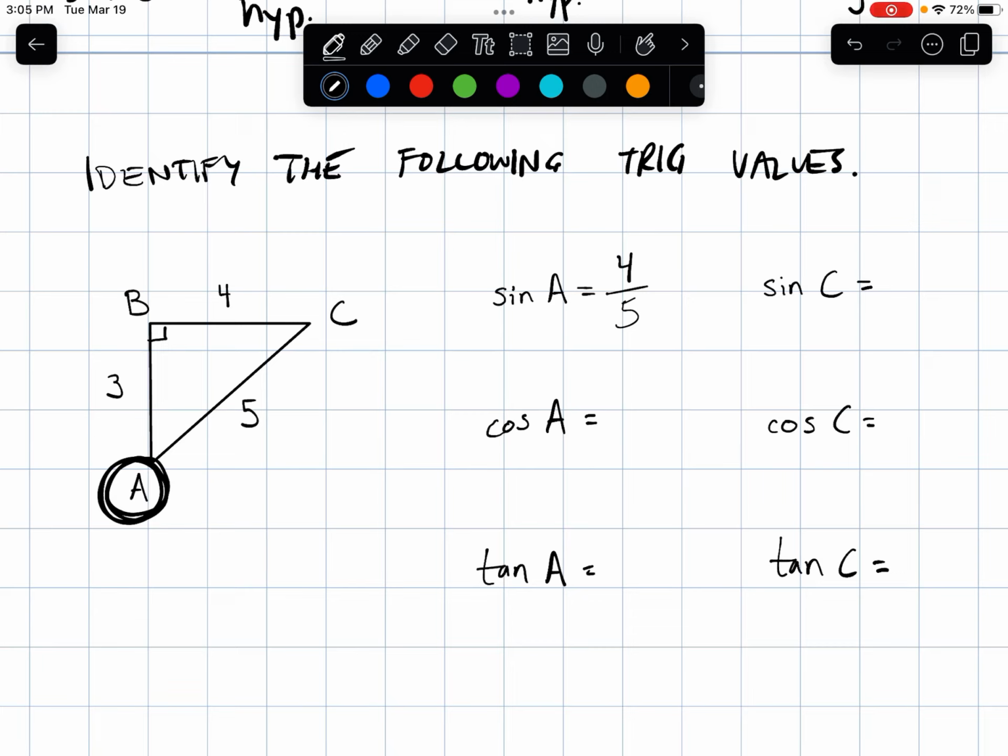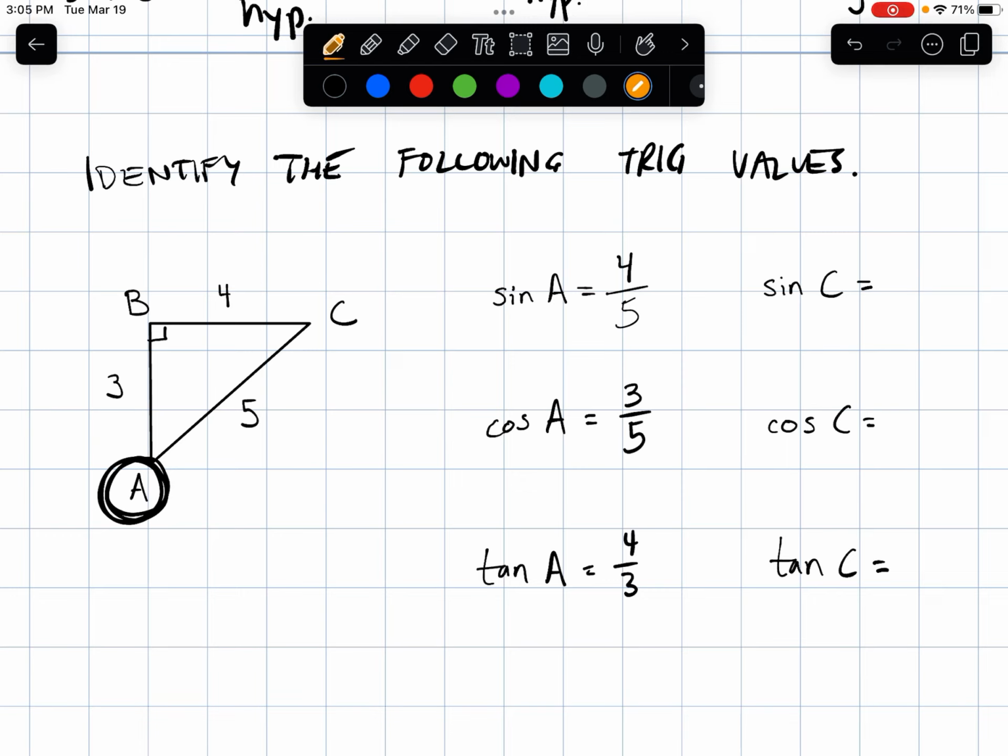If I'm looking for the cosine of A, well, the cosine of A is just going to be the adjacent side divided by the hypotenuse. So this ratio would be 3 over 5. And if I'm looking for the tangent of A, we know that tangent is opposite over adjacent. Well, we said the opposite side is 4, the adjacent side is 3. So this would be equal to 4/3.